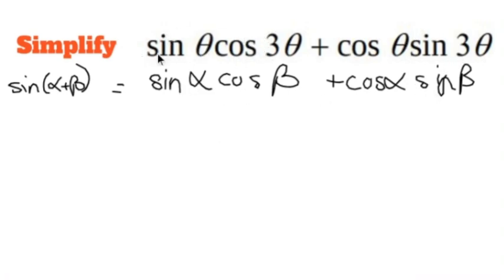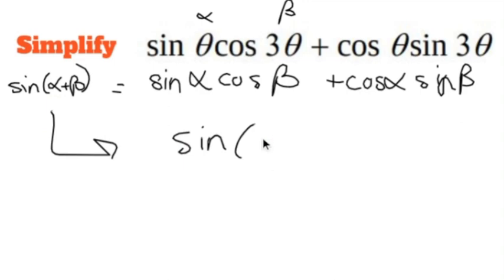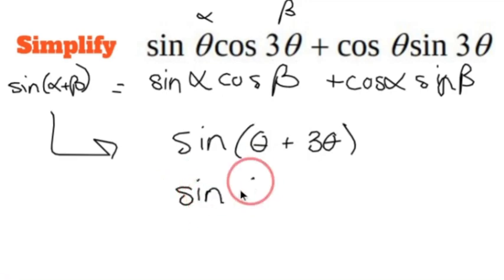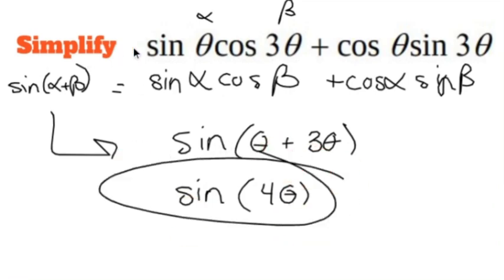There's nothing I can do, so I try to look for an identity that seems to match this and that. What this means is alpha is theta, beta is 3 theta, which means this whole thing becomes sine of alpha, which is theta, plus beta, which is 3 theta. And if you have a theta plus 3 thetas, let me get out my calculator, that's 4 thetas. And that's it. Nothing to solve, nothing to do. It just says simplify. So we used some trig identity stuff to simplify it. There you go.